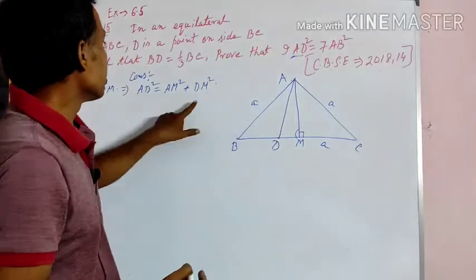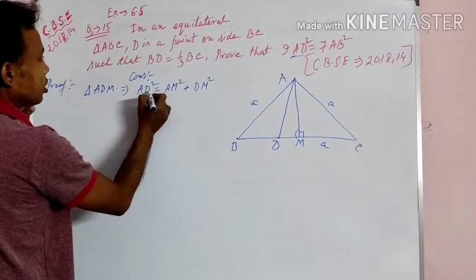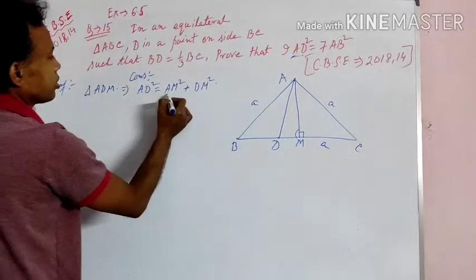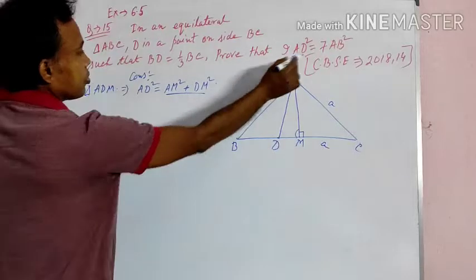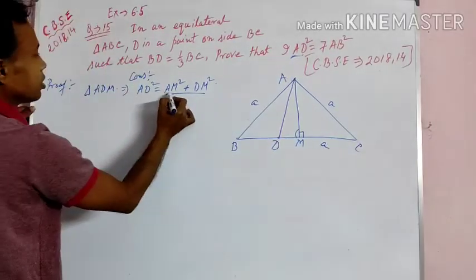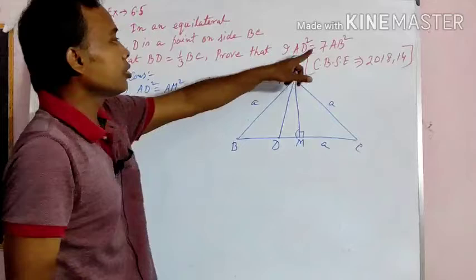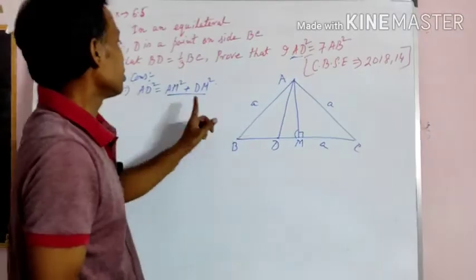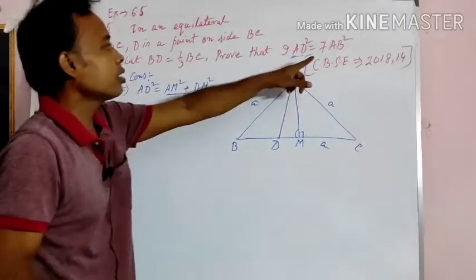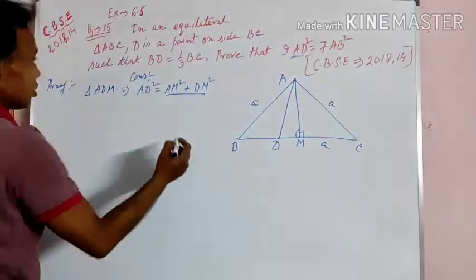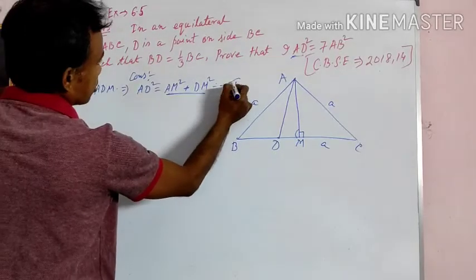Okay. So here the left hand side is AD, but on the right hand side there is no AB. So you have to replace AM square and DM square with AB square. Replace it by AB square. How will you do it? Suppose this is equation 1.